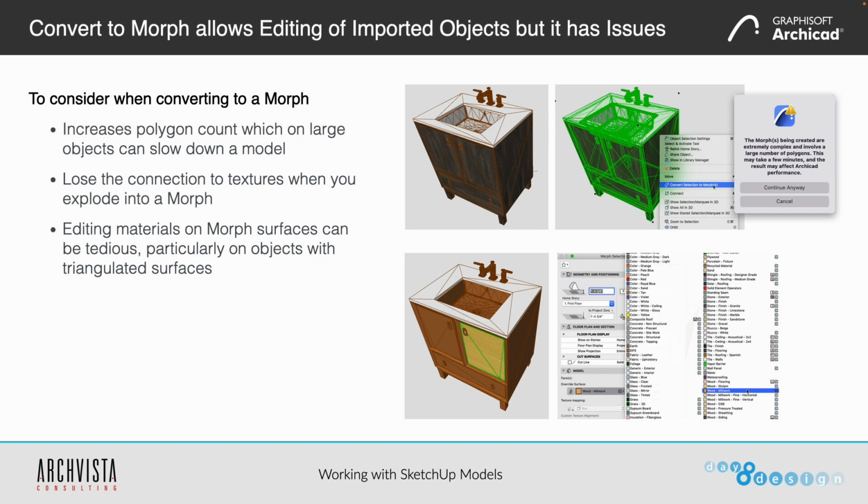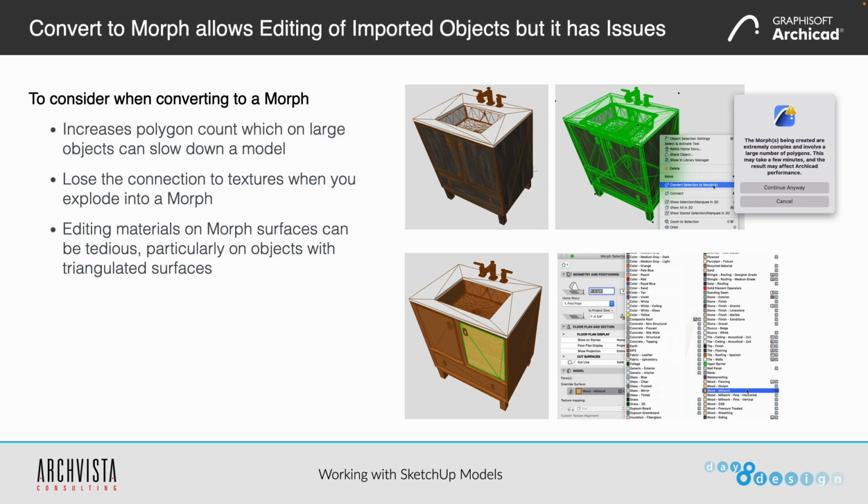If you select it, you right-click it, you can select the option for convert selection to morph. A little warning will come up, just warning you that if there's a large number of polygons, it could affect performance. And then you can select the individual meshes or morphs, edges and surfaces, and you can start to edit those, change the color, change the material, etc.